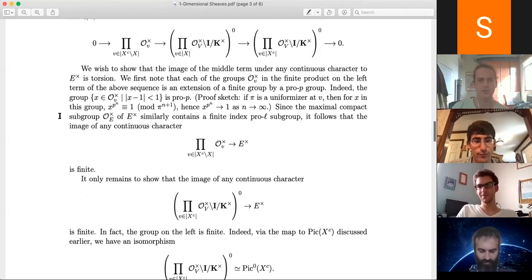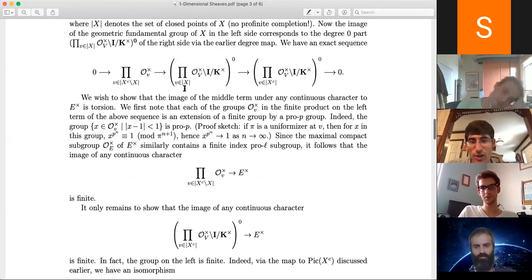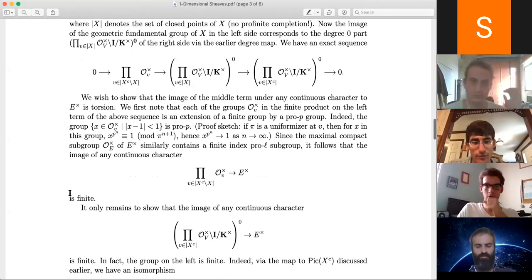All right. Okay, and so now I just need to show that the image of this thing on the right, where I take the product over all closed points, not just the ones in X, has finite image. Okay, so why is that?